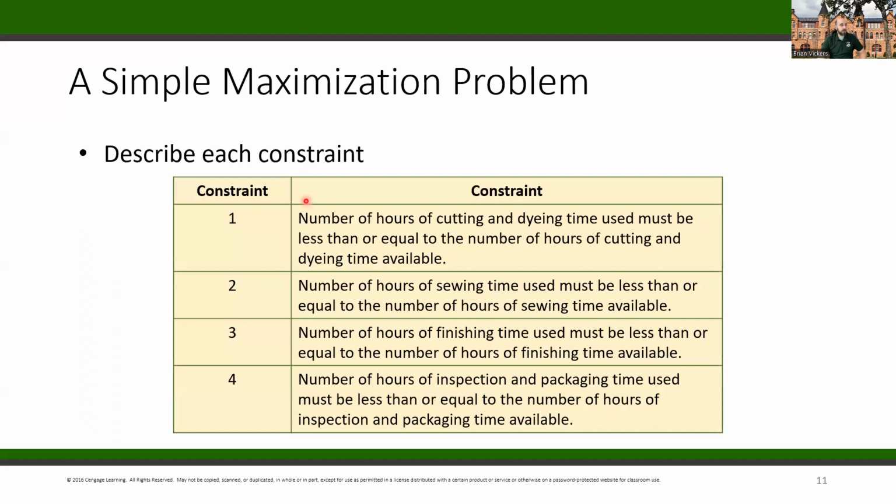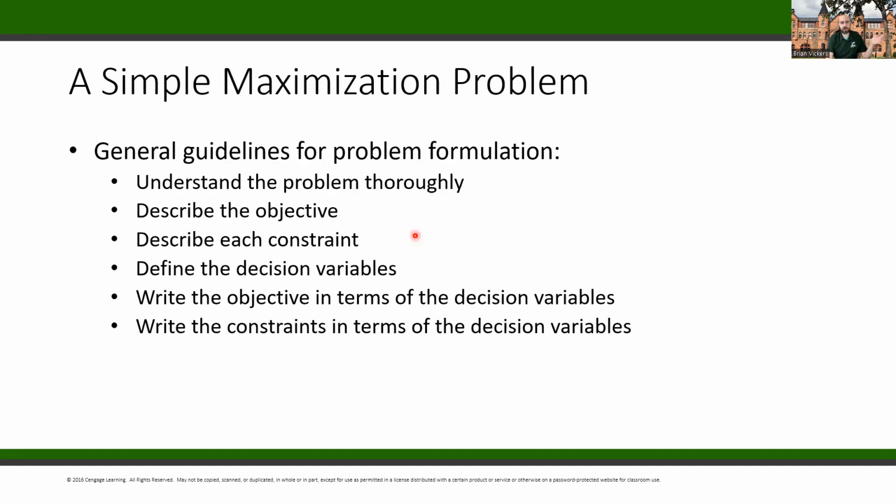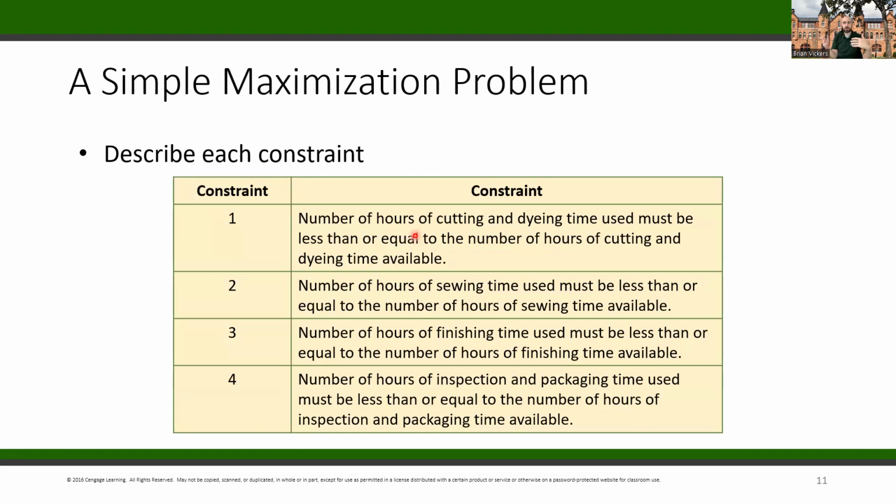All right, so describe each constraint. Constraint number one is the number of cutting and dyeing hours used must be less than or equal to the number of hours of cutting time available. Long sentence, but that should make sense. Let me restate it. However much I use, I can't use any more than the time I have available. I think it said 630 hours, if I recall. I could back up. 630 hours of cutting and dyeing time available. If I only have 630, I can't use more than 630.